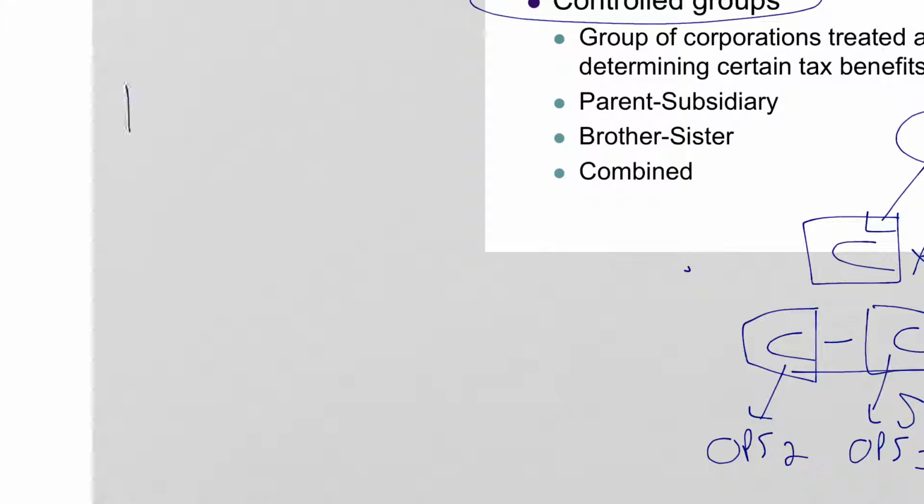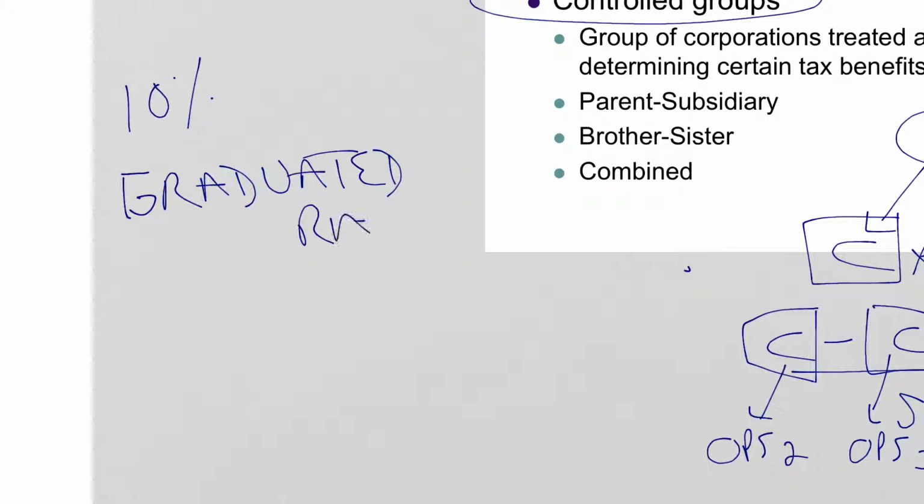Now, you might say, okay, well that's great, except for the fact that there are limitations that we've learned about. There's the 10% charitable limitation per corporation. There's the graduated rates of tax per corporation. There's the dividends received deduction. And various other NOL concerns, capital gains.